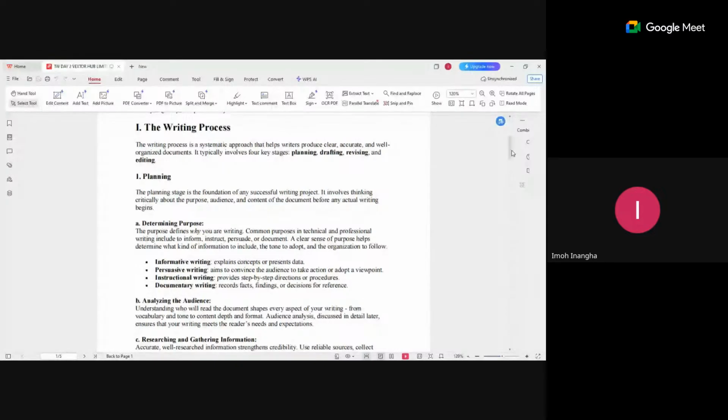Then under planning, you have analyzing the audience. Understanding who will read the document shapes every aspect of your writing, from vocabulary and tone to content depth and format. Audience analysis, discussed in detail later, ensures that your writing meets the reader's needs and expectations, which is what I have been talking about.